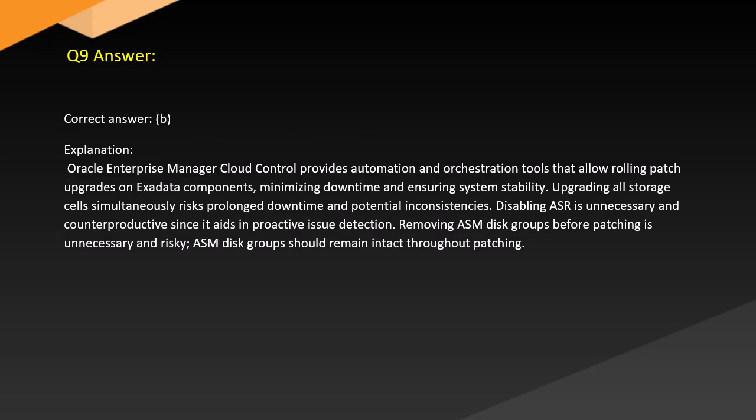Answer. Correct answer: B. Explanation. Oracle Enterprise Manager Cloud Control provides automation and orchestration tools that allow rolling patch upgrades on Exadata components, minimizing downtime and ensuring system stability. Upgrading all storage cells simultaneously risks prolonged downtime and potential inconsistencies. Disabling ASR is unnecessary and counterproductive since it aids in proactive issue detection. Removing ASM disks before patching is unnecessary and risky. ASM disk groups should remain intact throughout patching.